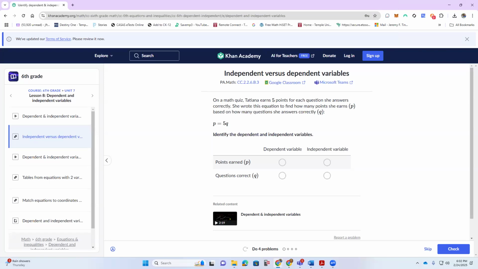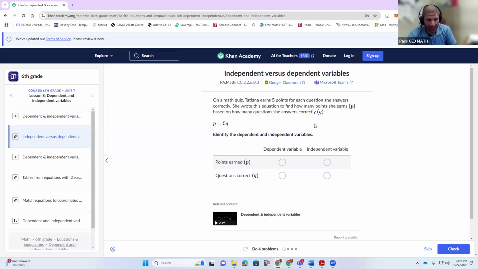Yes. Where did you get that 25 from? Because it says earn 5 points. One question is 5 points. You mean one question answered correctly is 5 points? Yes.